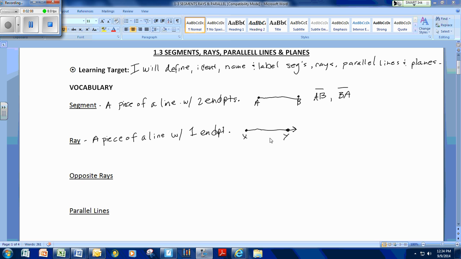So when you name a ray, you must start by using the endpoint first. That must be listed first. And then the direction it goes would be the second point. And then we draw a ray over top.